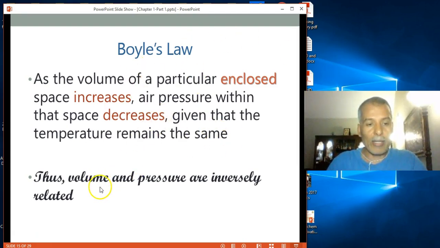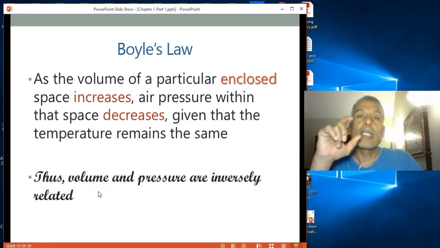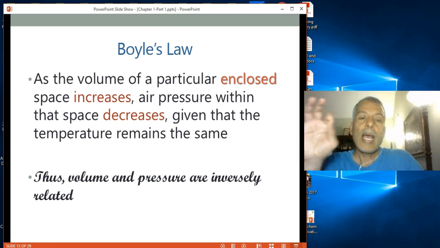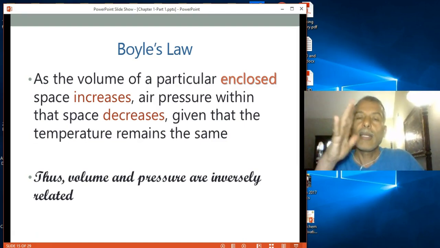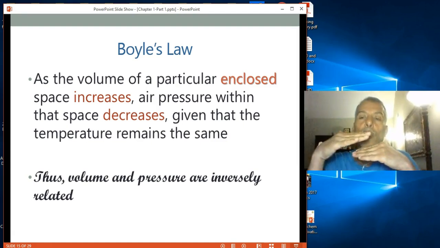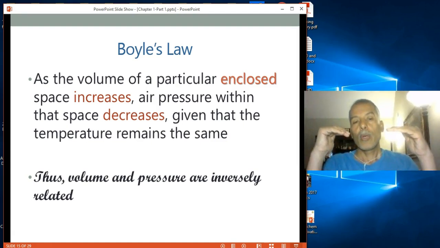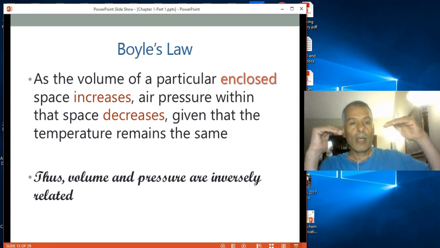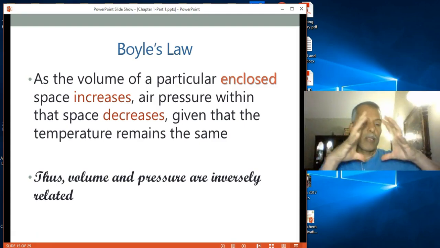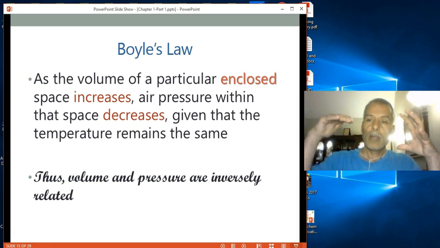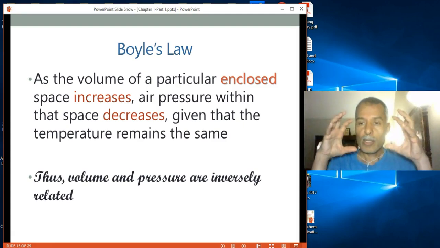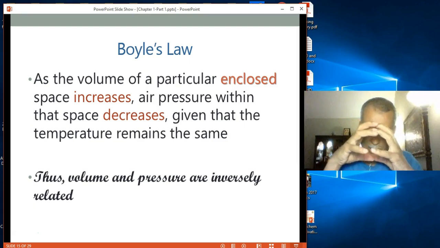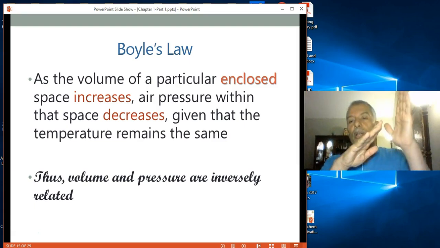the rule here is that what this law is saying is that volume and pressure are inversely related. They are related, but in an opposite way. So the greater the volume is, the lower the pressure is going to be. The smaller the volume is, the greater the pressure is going to be.